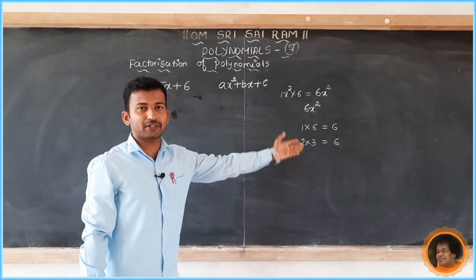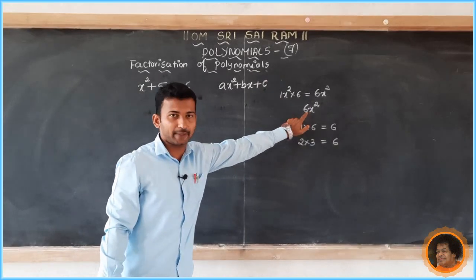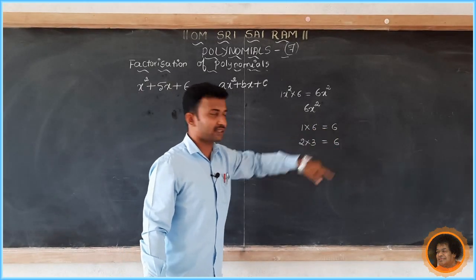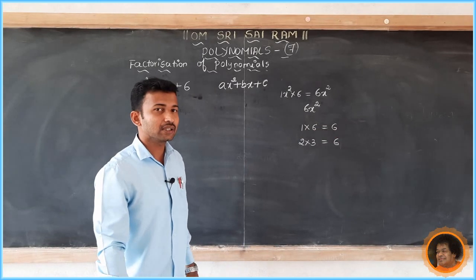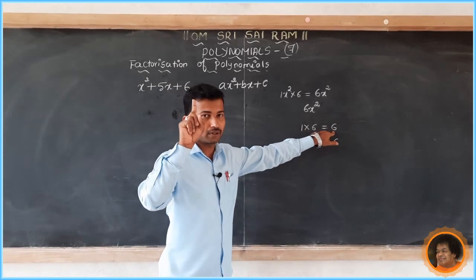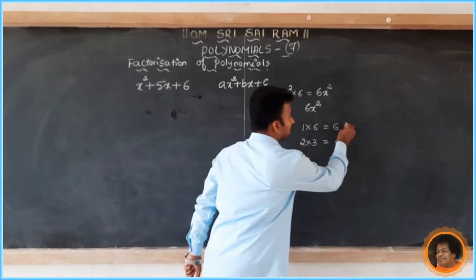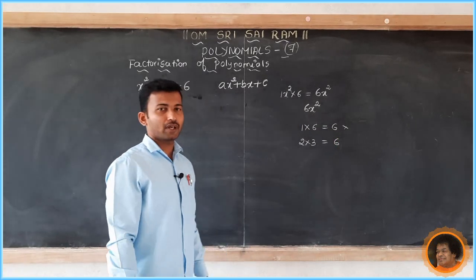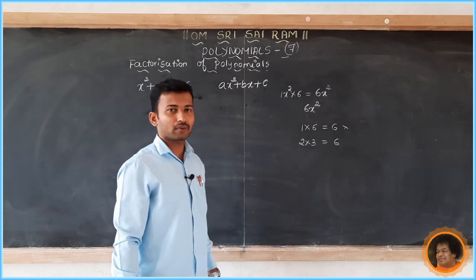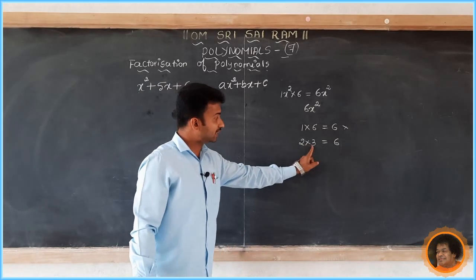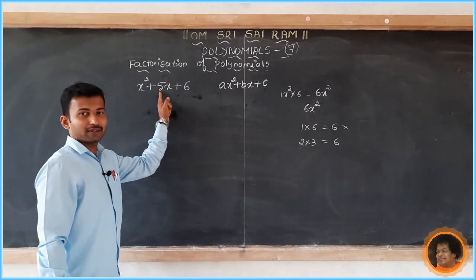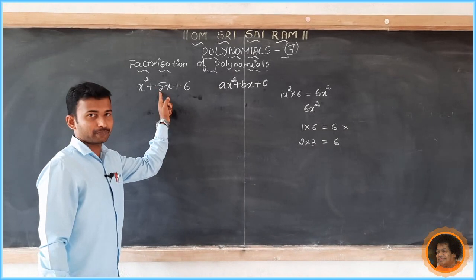Go through the factors of the product 6x square. First pair, 1 into 6 is equal to 6. Does it give sum 5? 1 plus 6 is equal to 7. Correct? So, the first pair is rejected. One more we have, that is 2 into 3 is equal to 6. 2 plus 3 is equal to what? 2 plus 3 is equal to 5. So, we get the sum 5.